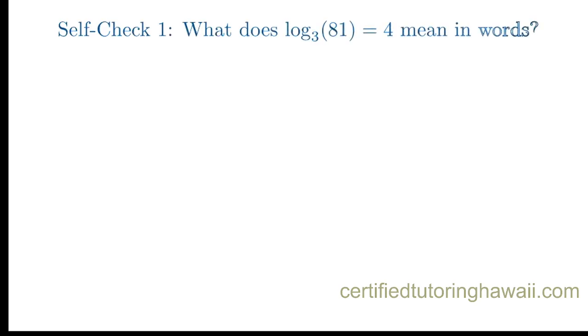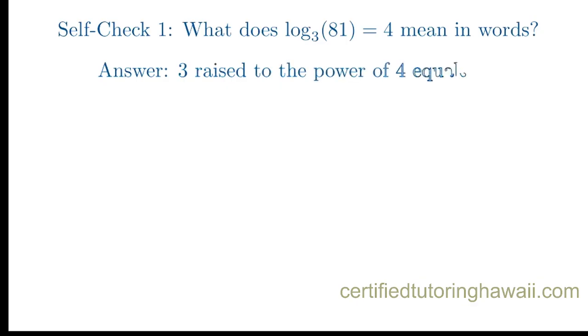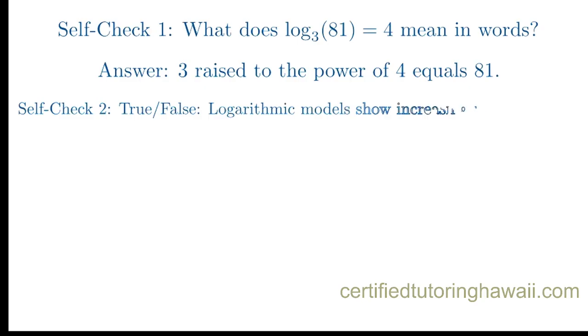Question 1. What does the statement log base 3 of 81 equals 4 mean in words? The answer is, you must raise 3 to the power of 4 to get 81, or equivalently, 3 multiplied by itself 4 times equals 81. Question 2. True or false? Logarithmic models show an increasing rate of change. The answer is false. Logarithmic models show a decreasing rate of change, or diminishing returns. They are steep at the beginning and then flatten out.